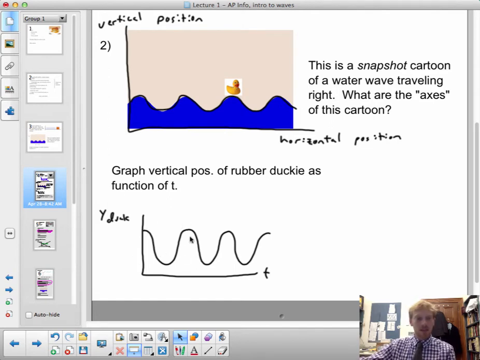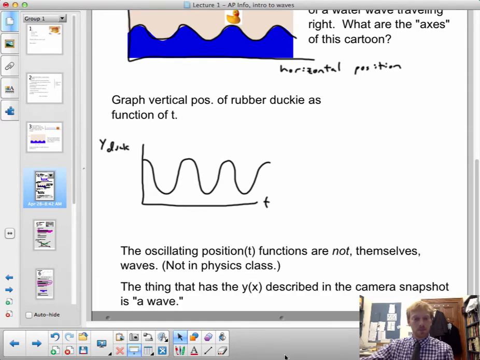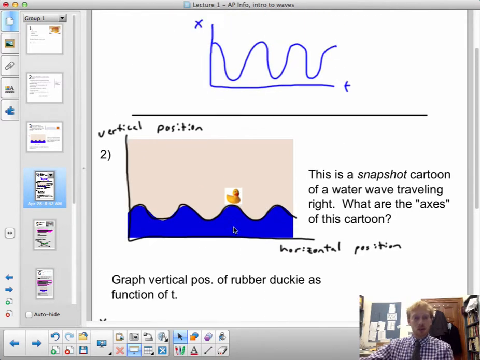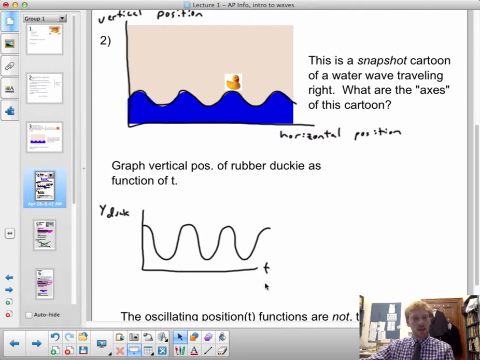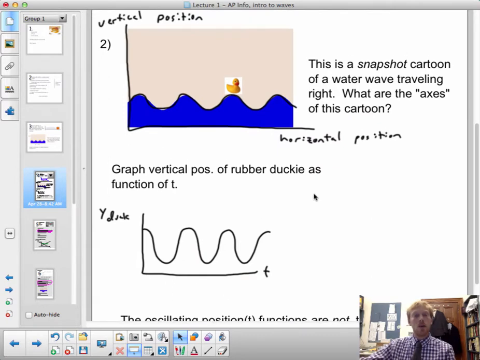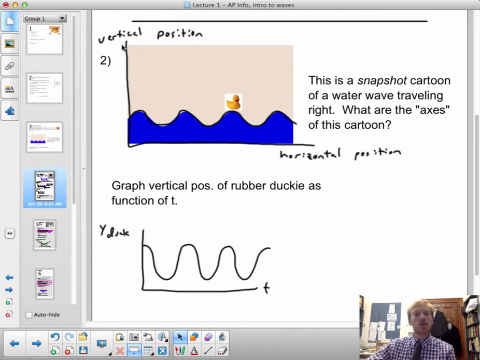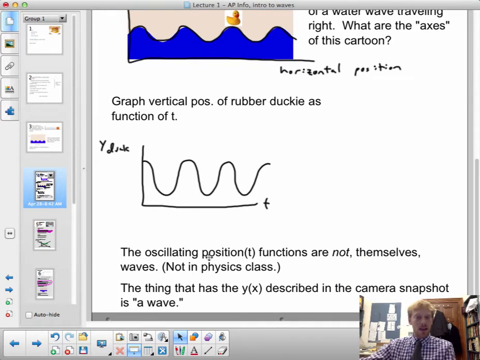The duck, like the mass on the spring, sort of bobs up and down with position on the vertical axis and time on the horizontal axis. Why am I doing this? These graphs are not waves. These graphs of something as a function of time, you might call them a wave in math class. But in physics class, we'll only use the word wave to describe something that has spatial extent. These oscillating position as a function of time functions are not themselves waves.